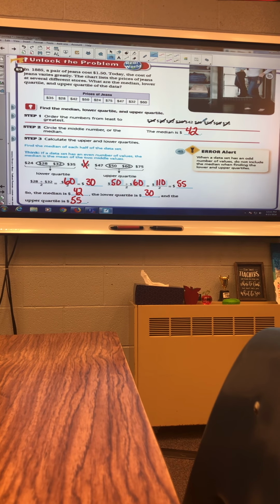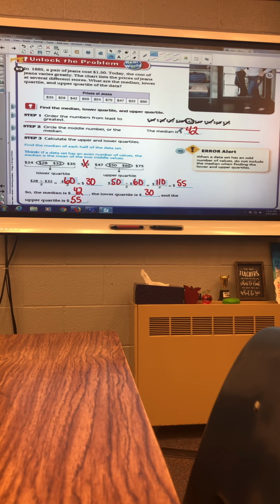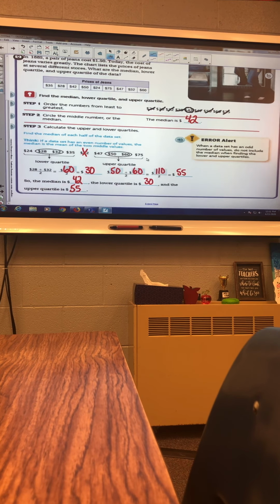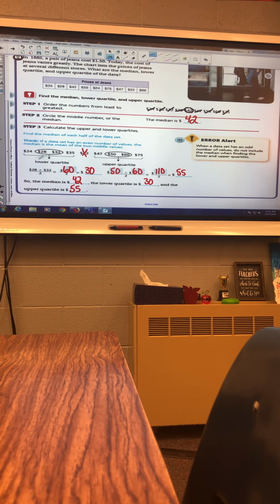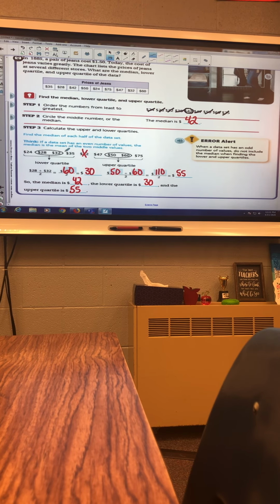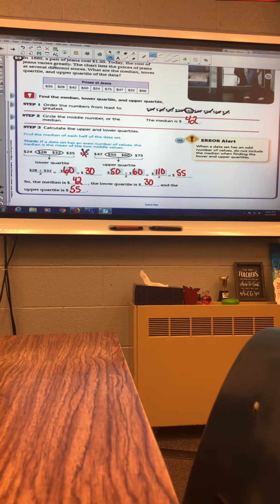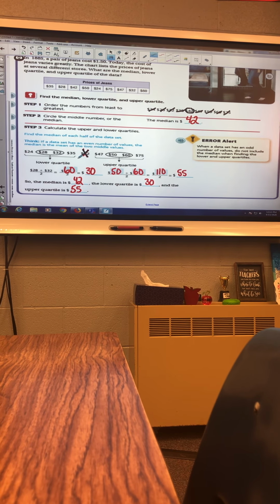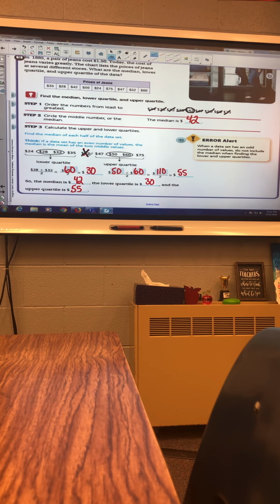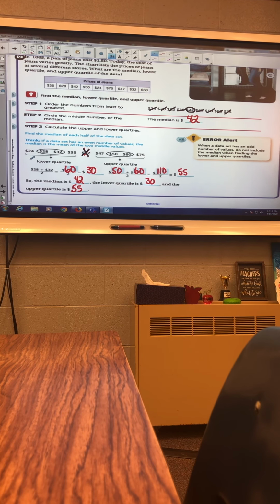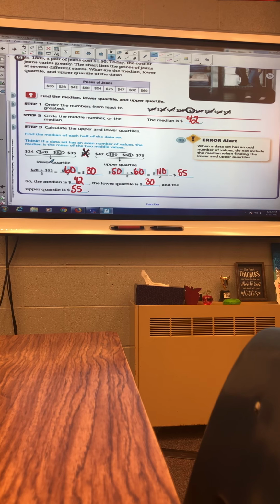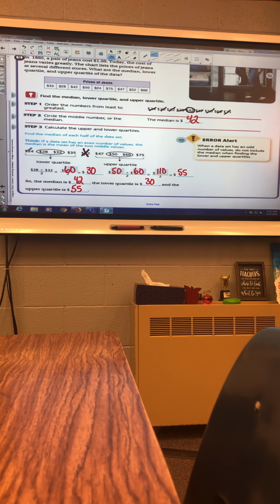And since there's an odd number of data, we only have one median, so our median is 42. Okay? Since there is an odd number of data, when we split the data in half to look at the lower set of the data and the upper set of the data, we do not look at our median because there's only one, so we can't accurately split it in half. So then to find the lower quartile, we find the median of the lower half.